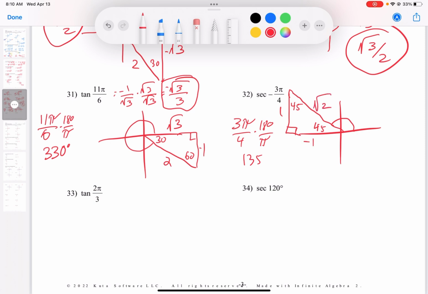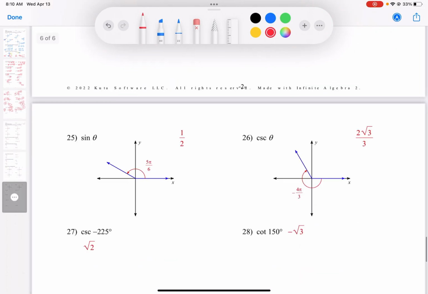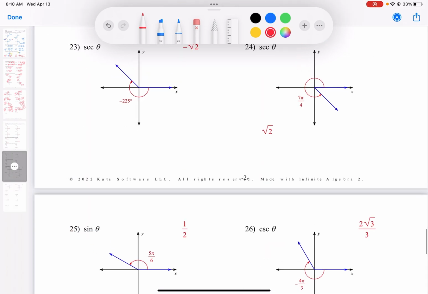Secant is the opposite of the cosine. So hypotenuse over adjacent. So it's going to be the negative square root of 2. It should be the square root of 2 over negative 1. At least I think that's what it is. Let's go down to 32. Look at that. Negative square root of 2. I got it right.